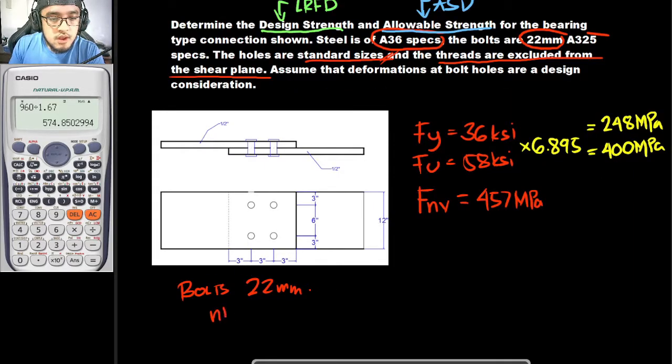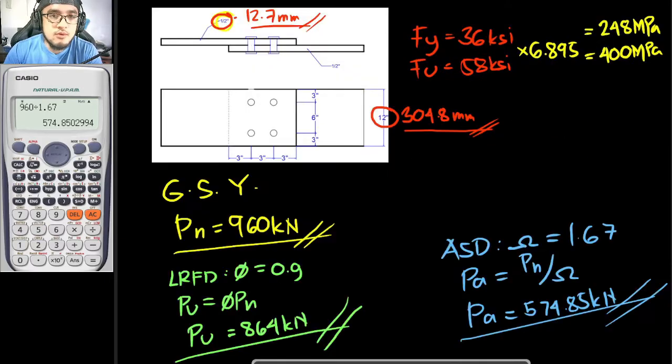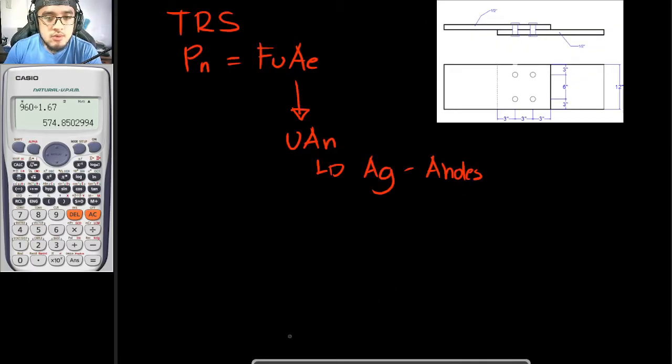So, nominal hole is to be equal to 24 mm. But according to NSCP, once again, we would be adding another 2. So, effective hole is to be equal to 24 mm plus 2, that is to be 26 mm. So, once again, this is to be the same procedure as when we have discussed about the analysis of tension members. Are you guys still following? Yes, sir. Okay, very good. So, ayan. So, once again, ang gagamitin daw nating holes is to be 26 mm.